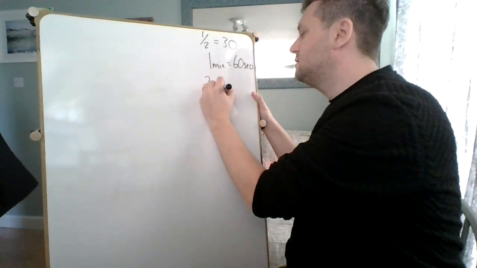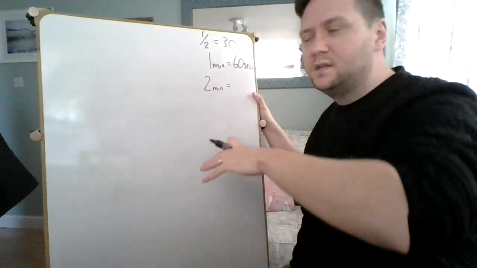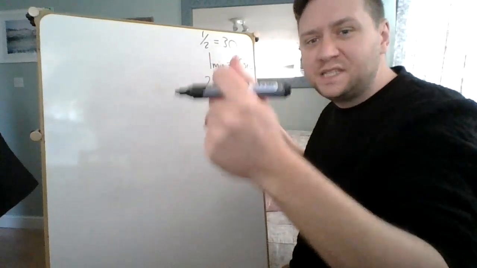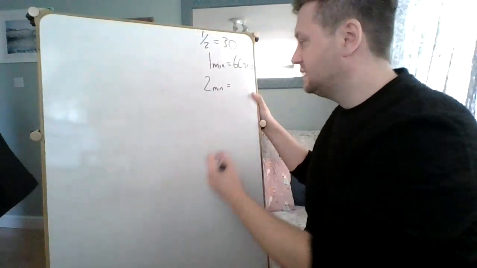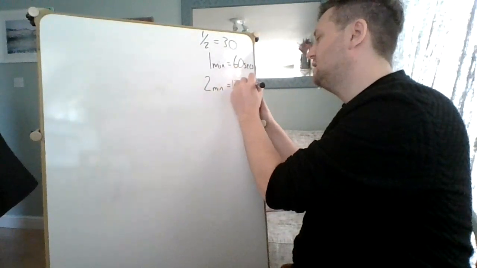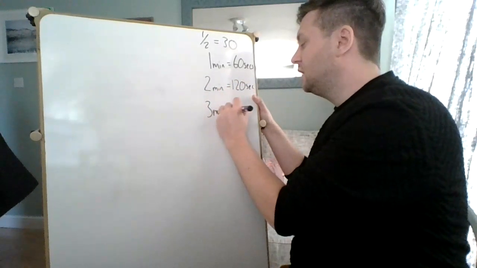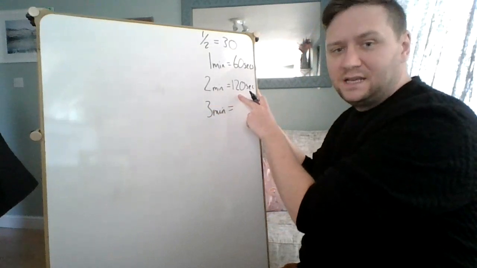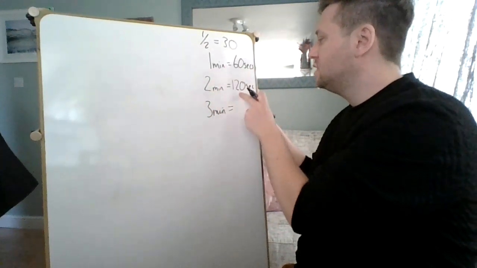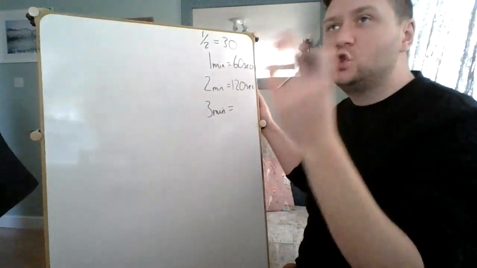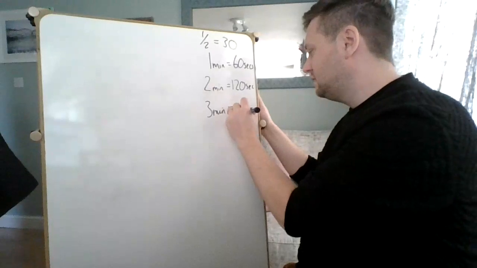2 minutes is double 1 minute, so double 60. Well, double 6 gets us 12, so double 60 gets us 120, so that's 120 seconds. To work out 3 minutes, I need to do 120 add 60, because 3 is 2 plus 1. Well, 12 add 6 is 18, so 120 add 60 is 180.